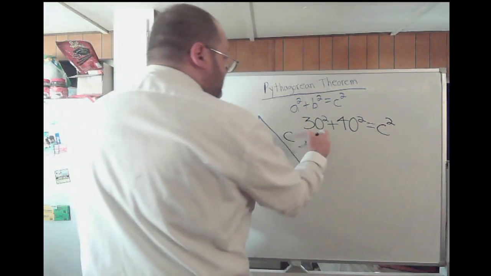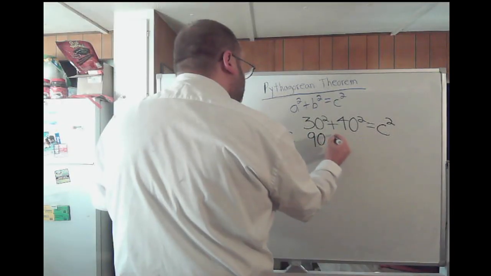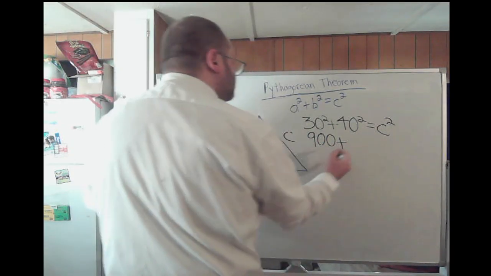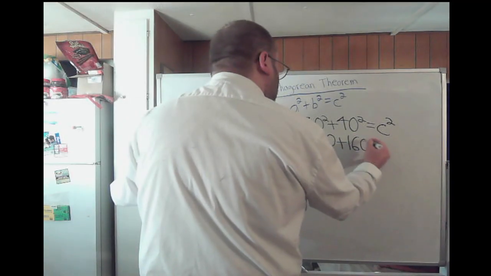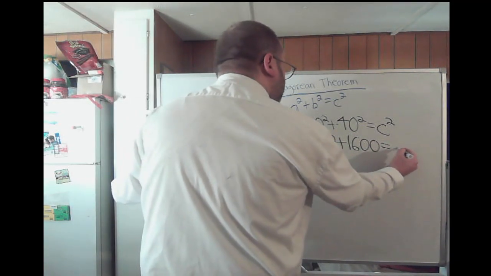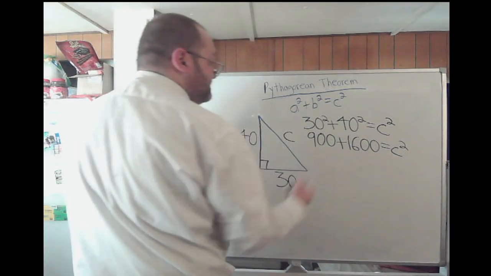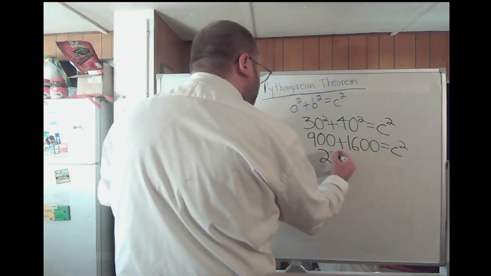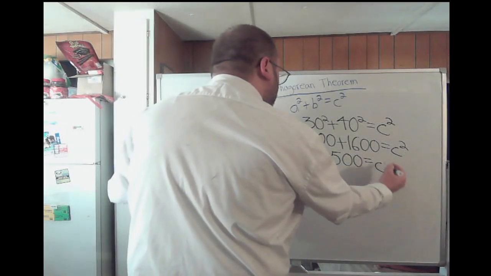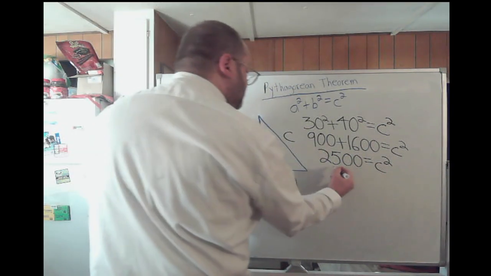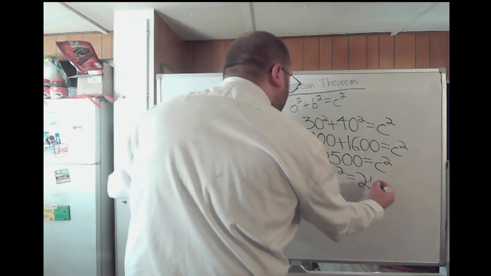Alright, so let's do the exponents here. 30 squared, that's 900. So we'll have 900 plus 40 squared, that's 1600. And we're going to set that equal to c squared. Well, on the left side, 900 plus 1600, that's 2500. That'll equal c squared. Since these are equal, we could switch it around to make it where c squared equals 2500.